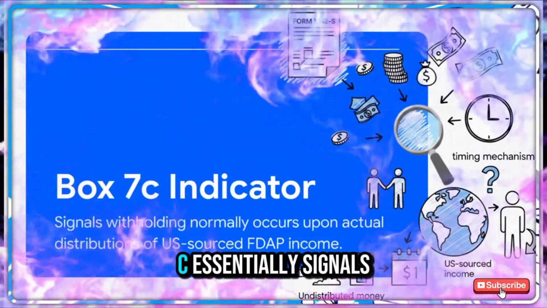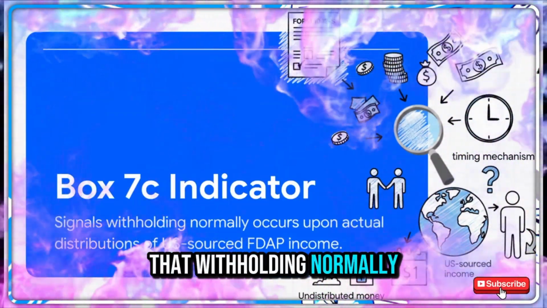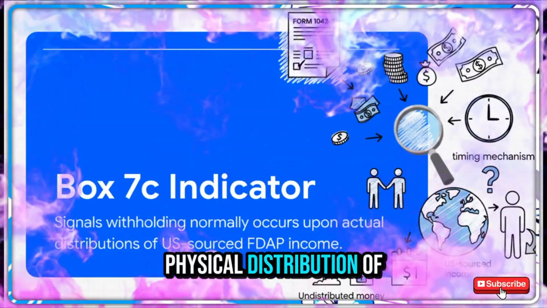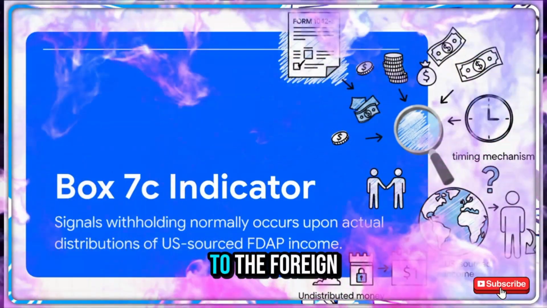Box 7C essentially signals that withholding normally occurs upon the actual physical distribution of that U.S.-sourced income to the foreign partner.